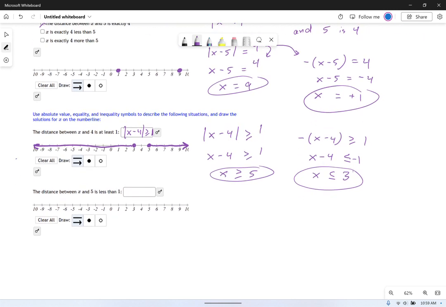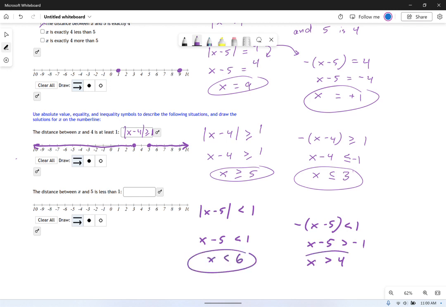Now, the last problem right here is very similar. So let's go ahead and just write this. The distance between x and 5, so I've got this absolute value, x minus 5, is less than 1. Less than 1 writes like this. So I make two equations out of that, just like before. x minus 5 less than 1, or negative x minus 5 less than 1. We solve each of these things. I get x minus 5 greater than negative 1, and x greater than 4 from the looks of it, whereas over here, x is less than 6.